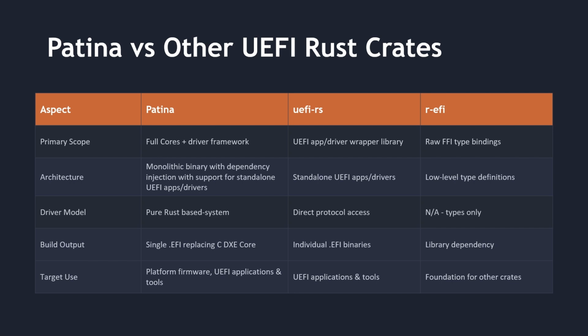Looking at target use, Patina is oriented toward platform firmware. It works for UEFI applications. It works as well for tooling. And so there's really at least two large aspects to it. One is the SDK, which provides a lot of PI spec and general firmware functionality using idiomatic Rust interfaces and definitions, in addition to the core itself and being able to have a pure Rust environment built from that. UEFI RS is focused largely towards UEFI applications and tooling and gives you that wrapper library to build those.